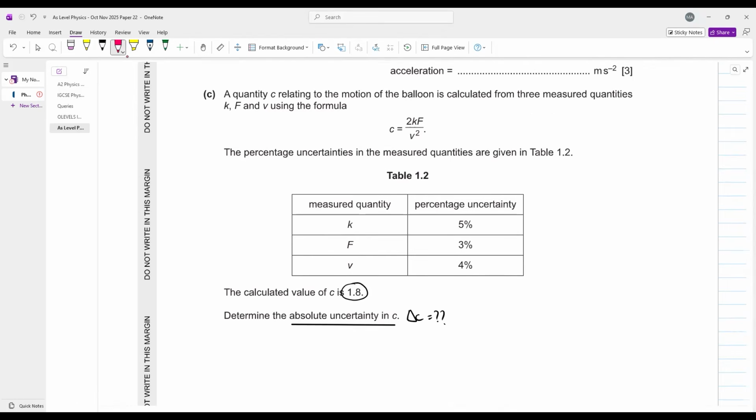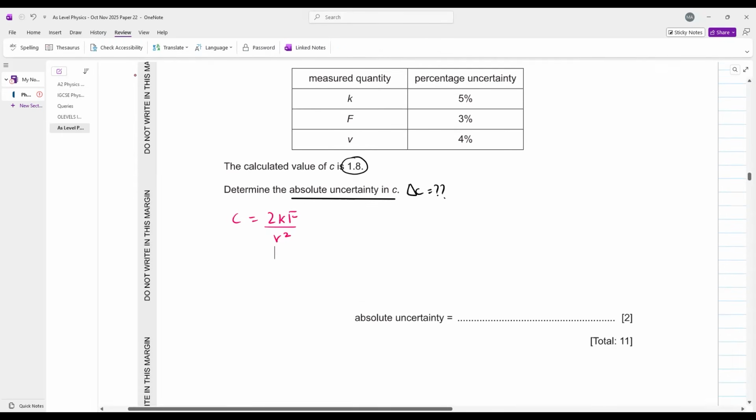First of all, can you recall this formula? What is written in this formula? c is equal to 2kf divided by v square. Now, if you want to calculate the percentage uncertainty in c, that will be equal to what?